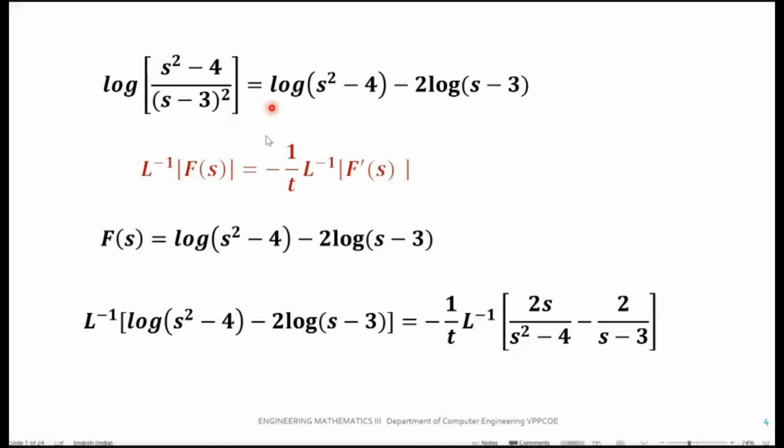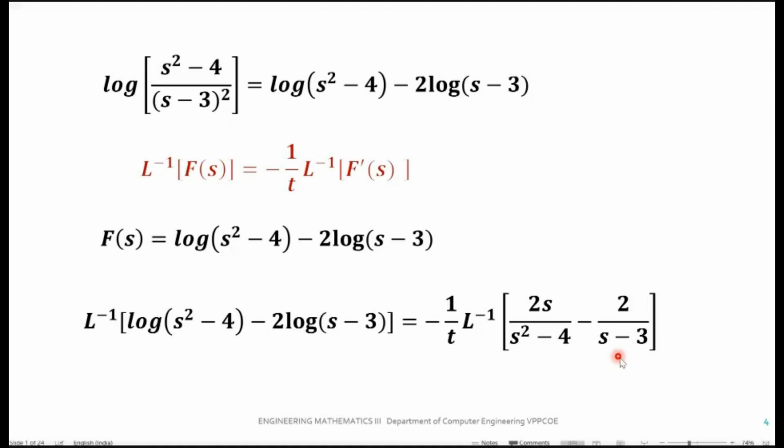So L inverse of जो भी फंक्शन हमको निकालना है that is equal to minus 1 by t L inverse of इसका डेरिवेटिव. तो डेरिवेटिव ऑफ log (s square minus 4) हो जाएगा 1 upon (s square minus 4) into the derivative of (s square minus 4) that is 2s. 2 into log of (s minus 3) का डेरिवेटिव हो जाएगा 1 upon (s minus 3). ठीक है, log का डेरिवेटिव 1 upon and (s square minus 4) का डेरिवेटिव 2s. (s minus 3) का डेरिवेटिव, log of (s minus 3) का डेरिवेटिव 1 upon (s minus 3) और (s minus 3) का डेरिवेटिव is 1. So we'll get 1 upon (s minus 3).